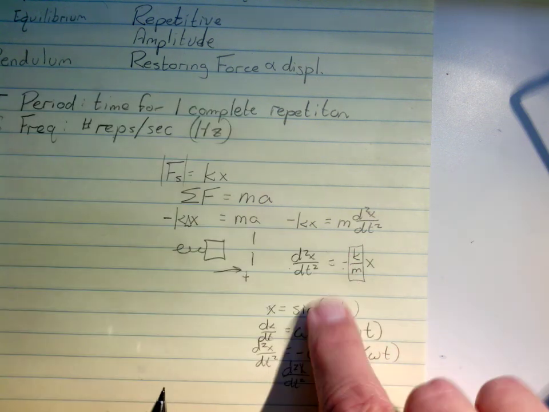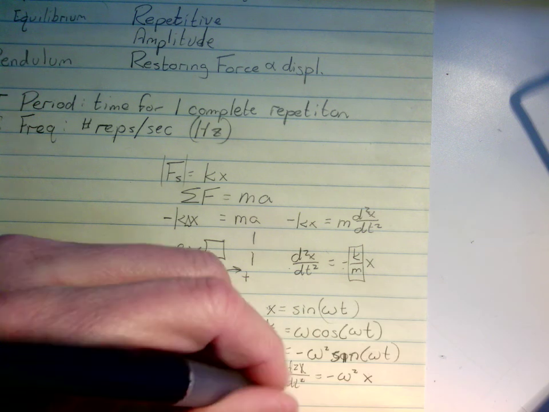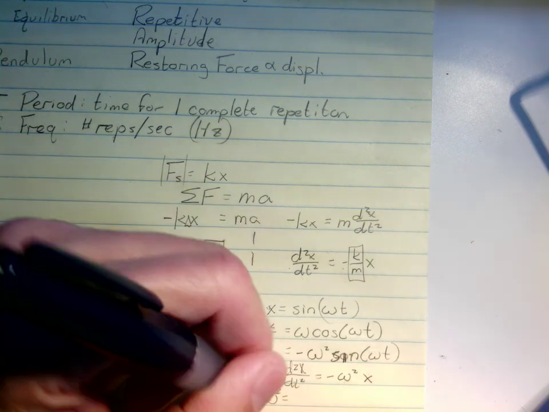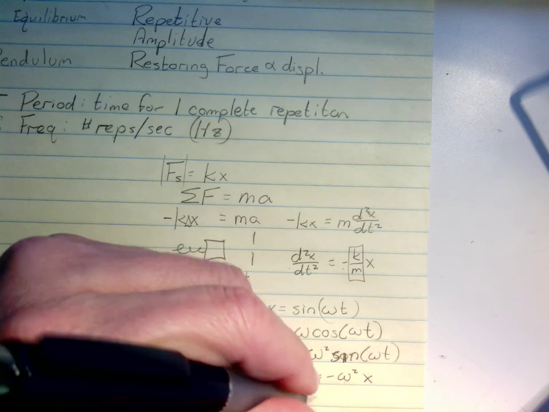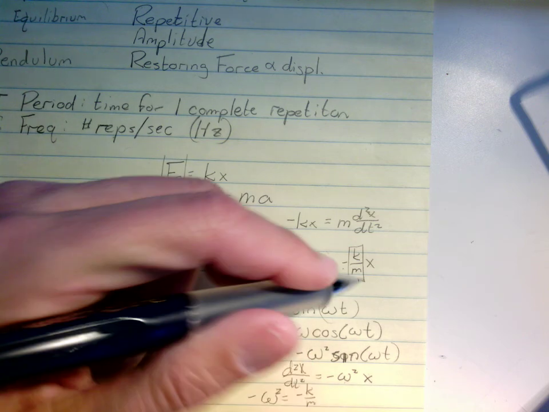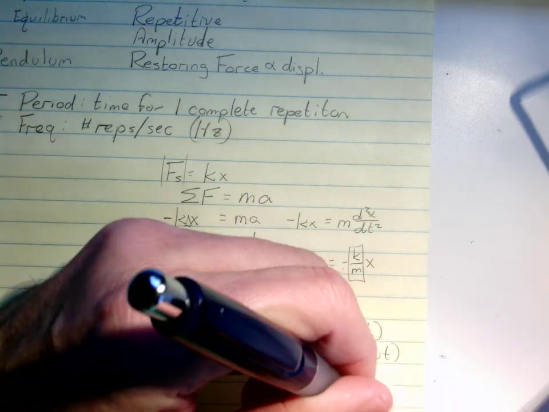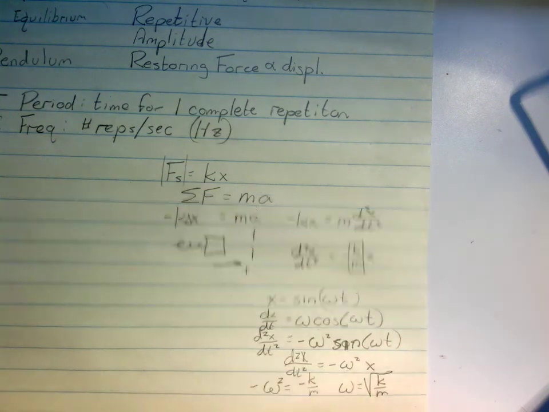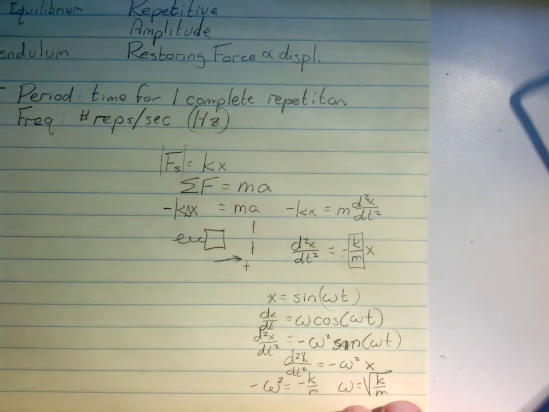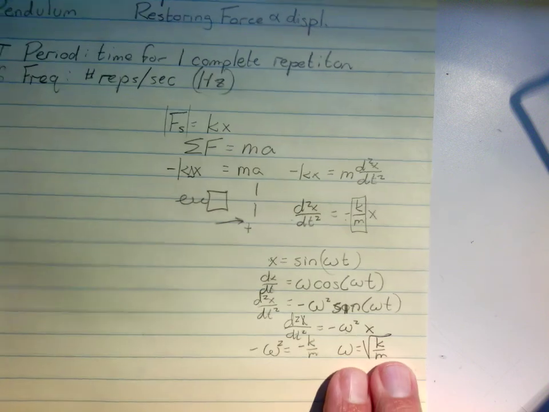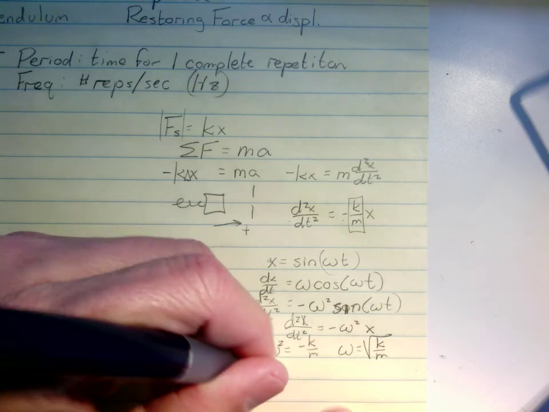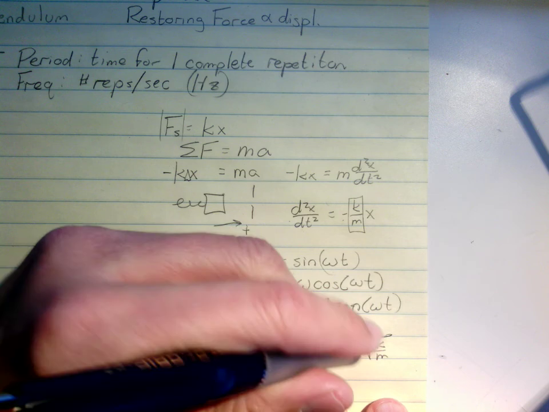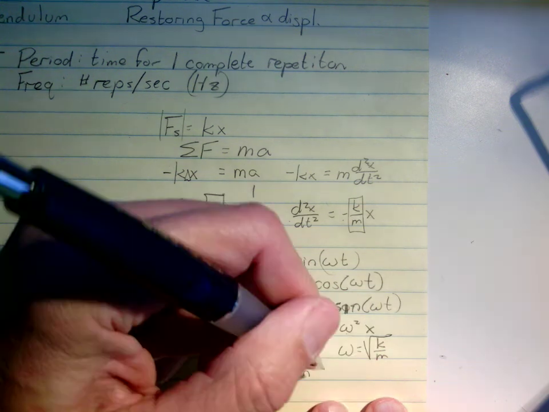Okay, so it looks exactly like this, where omega is, remember this is omega, well let me just do it, negative omega squared equals negative k over m to match this up. So omega equals the square root of k over m. Okay, I'm going to stop with that right there. We've gotten an expression, x equals sine of omega t, where omega is the square root of k over m.